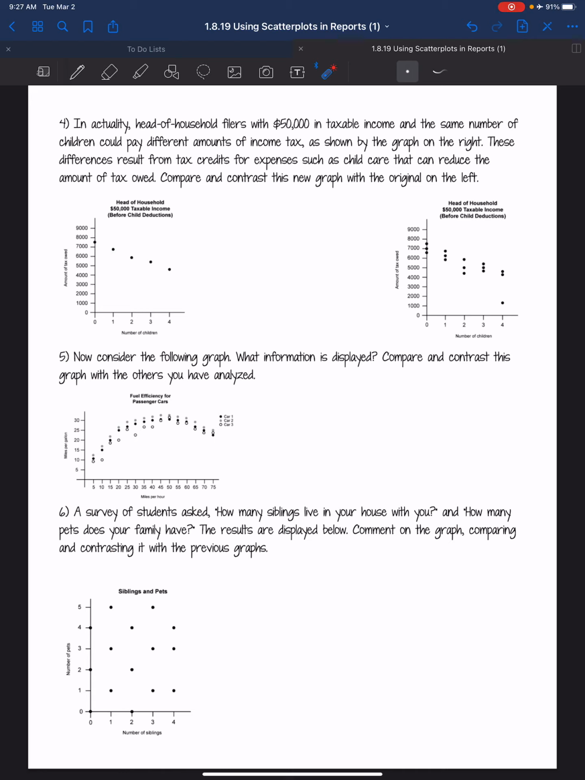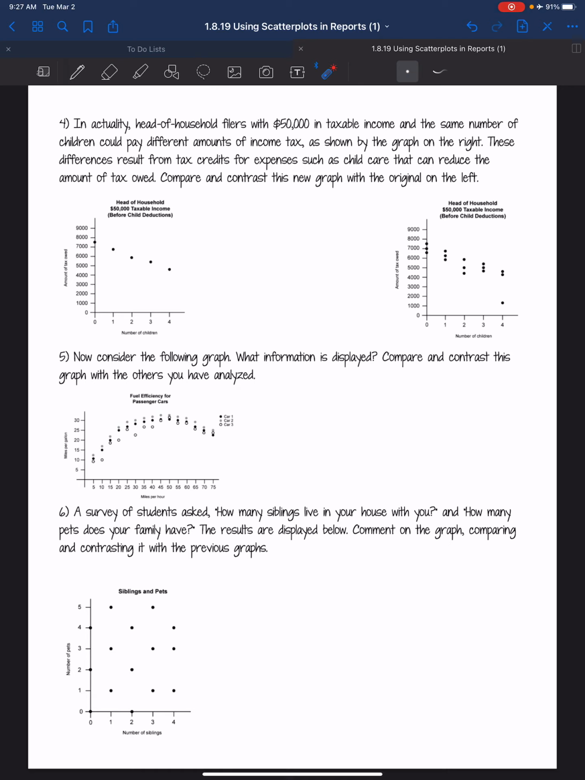Now, number 4 says, in actuality, head of household filers with $50,000 in taxable income and the same number of children could pay different amounts of income tax, as shown by the graph on the right. These differences result from tax credits and expenses such as childcare that can reduce the amount of tax owed. Compare and contrast this new graph with the original on the left.